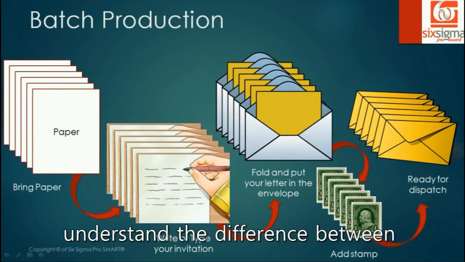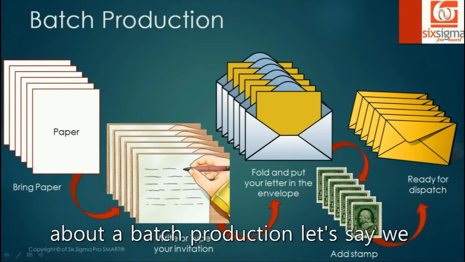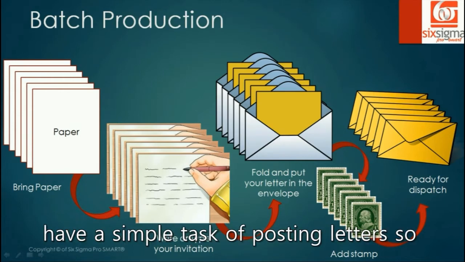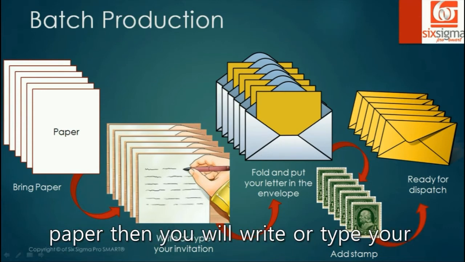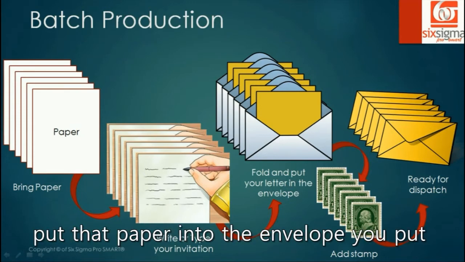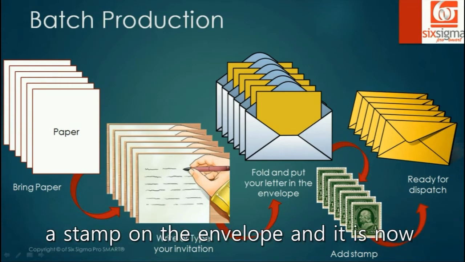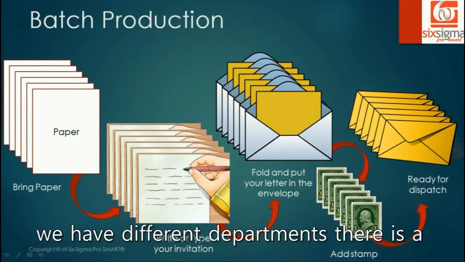Now let's understand the difference between different production styles. Talking about batch production, let's say we have a simple task of posting letters. So the first step here would be to get the paper. Then you will write or type your invitation on the paper. Then you will put that paper into the envelope. You'll put a stamp on the envelope and it is now ready for dispatch. Simple 5 steps.